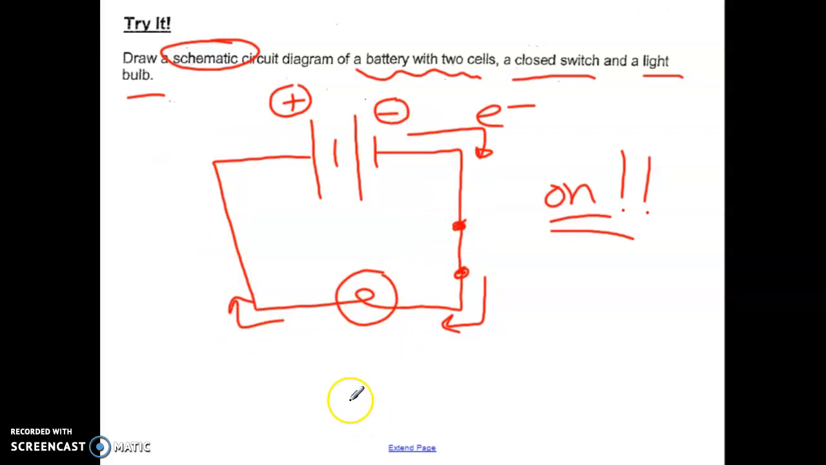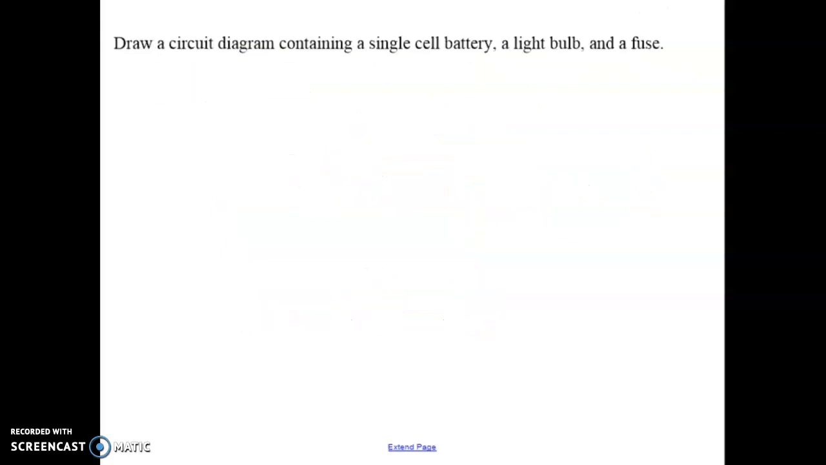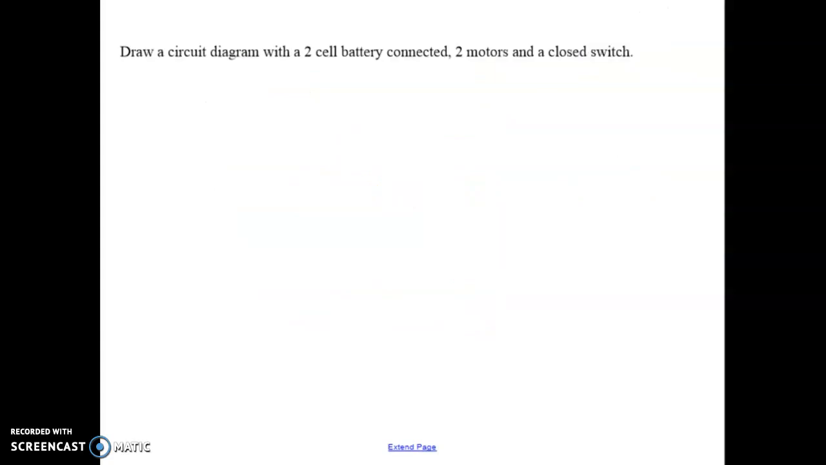Something to keep in mind, if this switch was opened, so let's say it was not closed, you would not put the electron flow because the electrons are not flowing. So you only draw this electron flow when you have a complete circuit. All right, so if you want to pause the video and try drawing this out yourself, and we'll see how we did. So pause the video now. Give this a try.